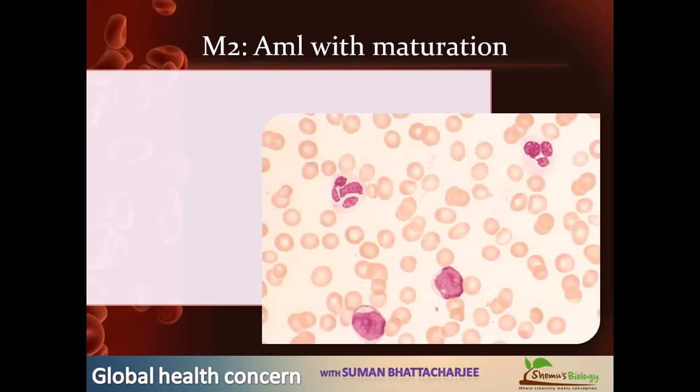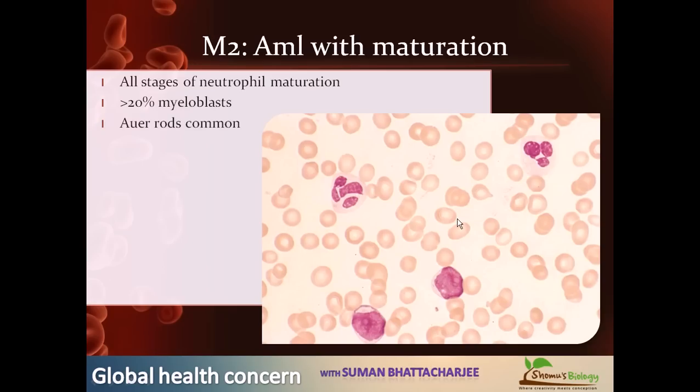M2 type is called AML with maturation. In AML with maturation, we can find certain white blood cells having multiple nuclei, right? So all stages of neutrophil maturation can be found. Greater than 20% of the cells are myeloblasts of this type, and the attachment of those granules and big granules can also be seen.